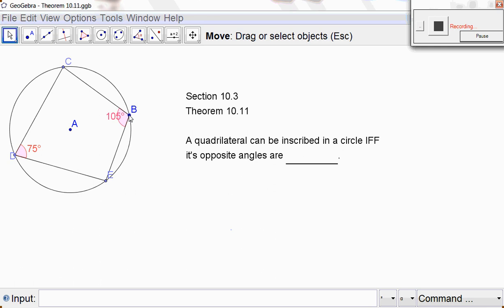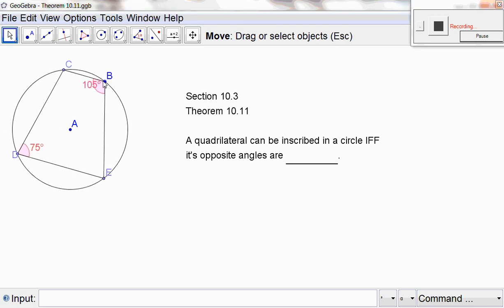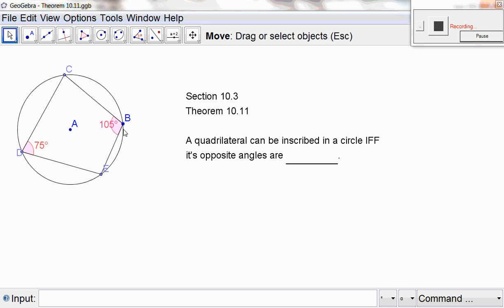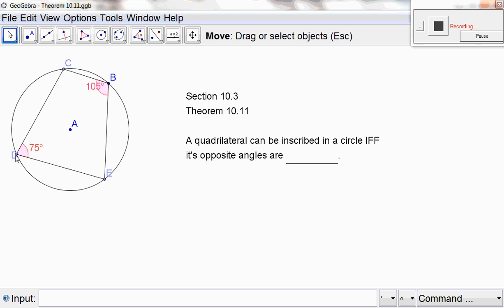So, no matter what I do to the B, as I move it around, look at this. Oh my gosh. It stays 105 no matter where you go. Holy cow, that is so rad. So amazed by geometry right now. Yeah, rad, like radical. Look at 75 no matter what we do, all the way around.